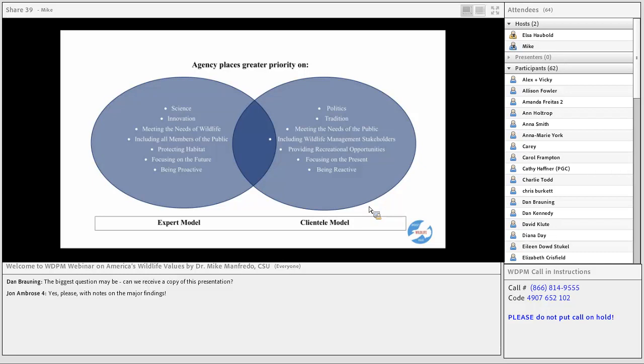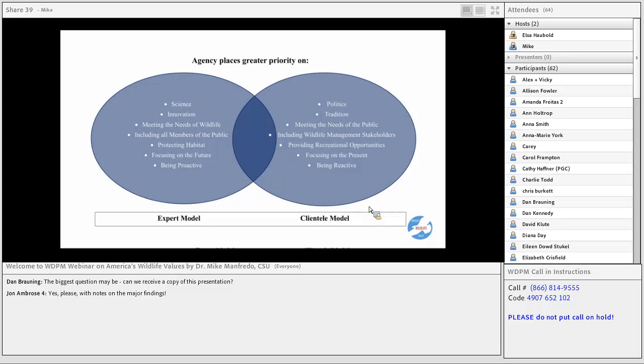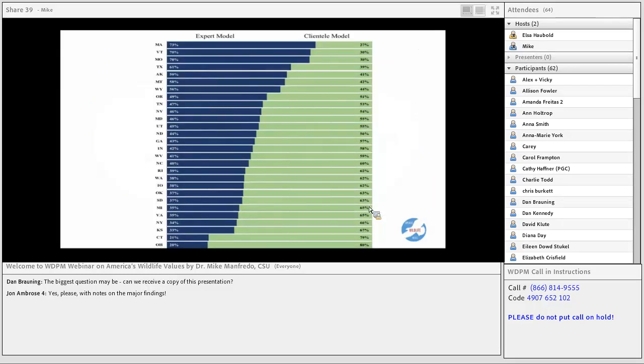And the items that I've got on the screen were bipolar. In other words, we asked people, what does your agency place more priority on: politics or science, innovation or tradition, meeting the needs of wildlife or meeting the needs of the public, including all members of the public, including stakeholders, protecting habitat or providing recreation, focusing on the future or focusing on the present, and being proactive or being reactive. And so for the 28 states that participated, here's how they fell out. And so obviously, it's not all black or white, as you can see.